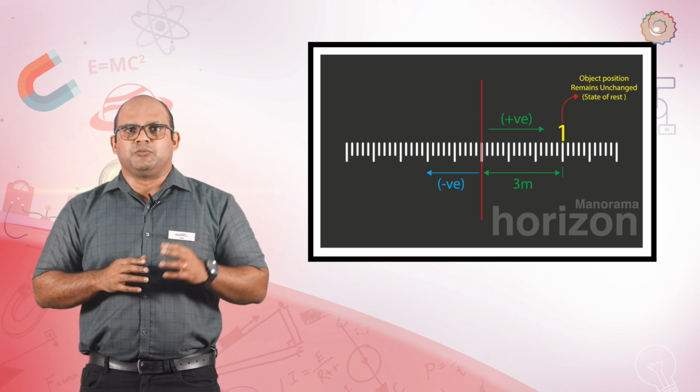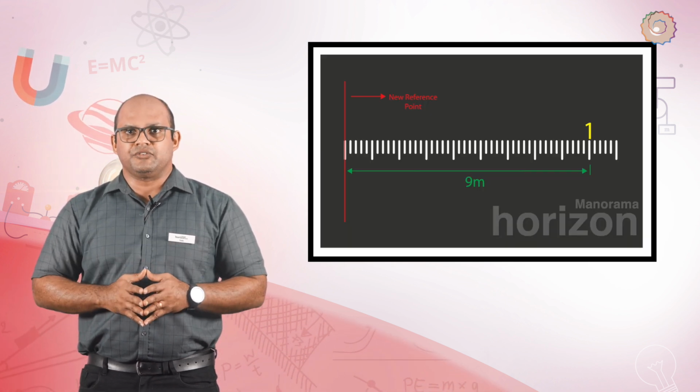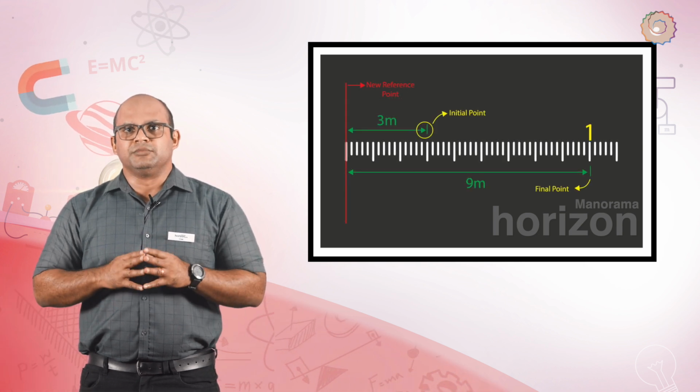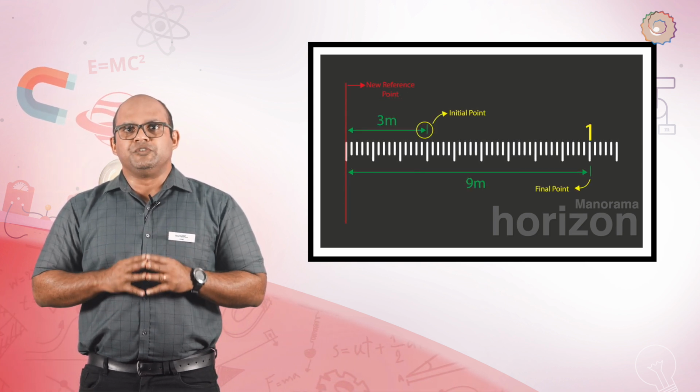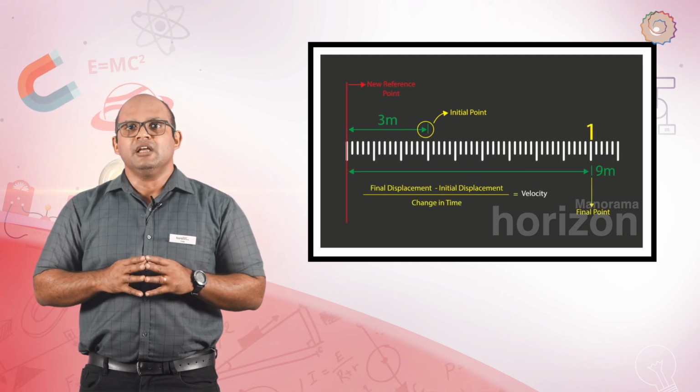Let us say that you began at a separation of 3 meters from the reference point. When you halted the stopwatch, your separation from the same reference point was 9 meters. The ratio of the change in your separation from the reference point, which henceforth we shall call displacement, to the time elapsed, the stopwatch reading, gives us velocity. Having seen this simple example, let's make things a bit more complicated.